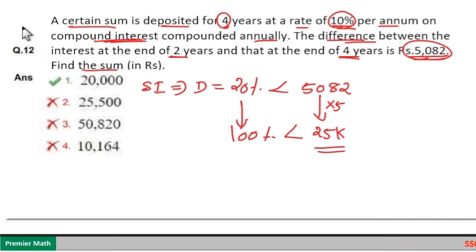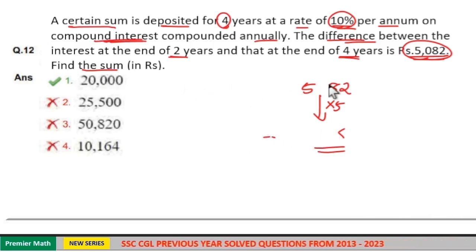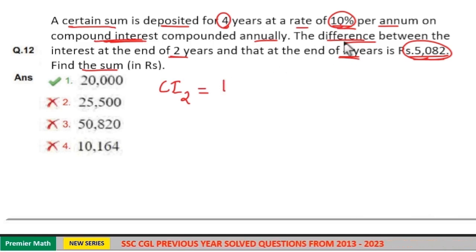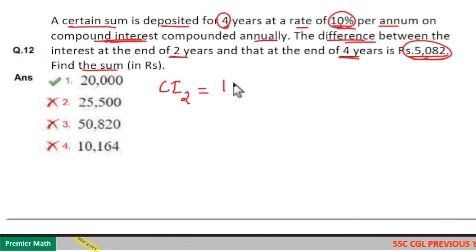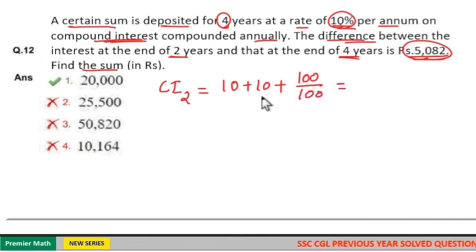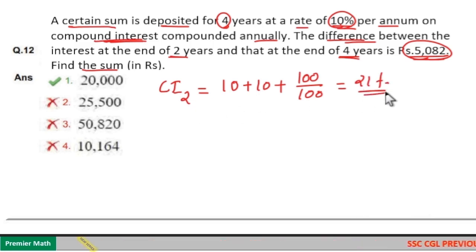Now if you want the real calculation, which will be equal to compound interest difference. That is, compound interest for 2 years is equal to, for 1 year it is 10. So for 2 year go for the successive formula. That is 10 plus 10 plus 10 into 10, 100 by 100, which is equal to 21%. For 2-year, compound interest is 21%.